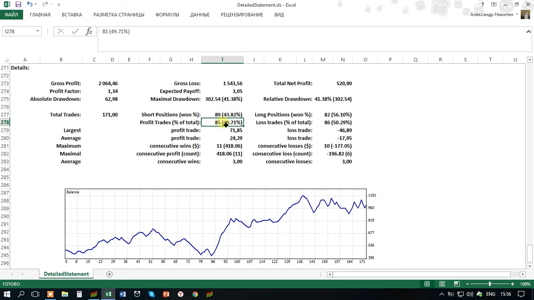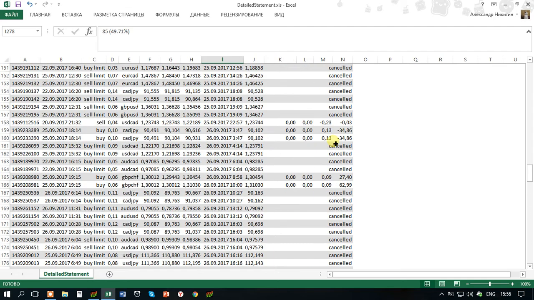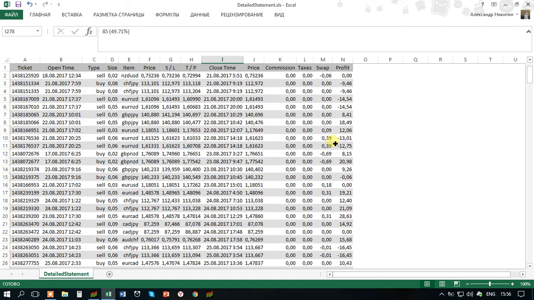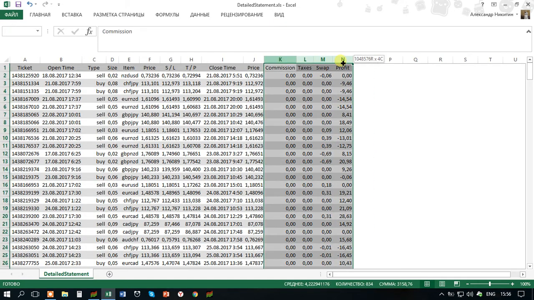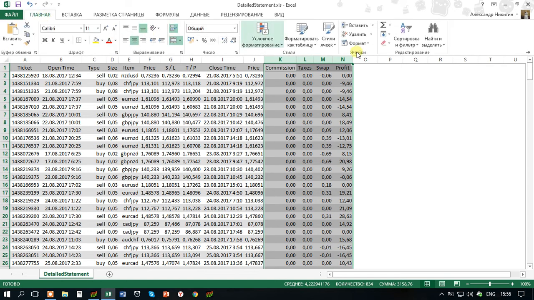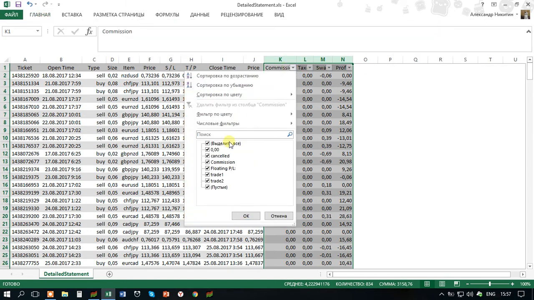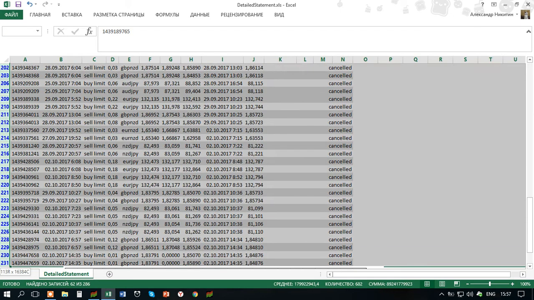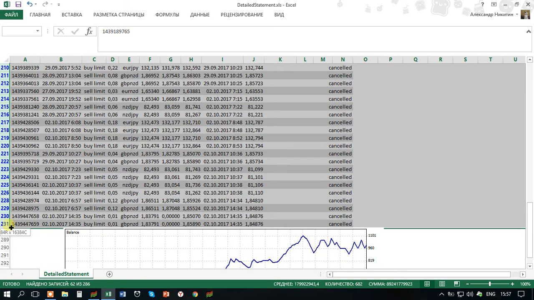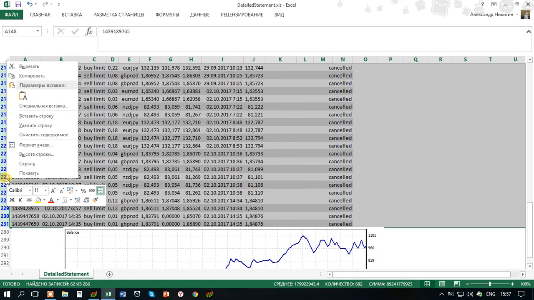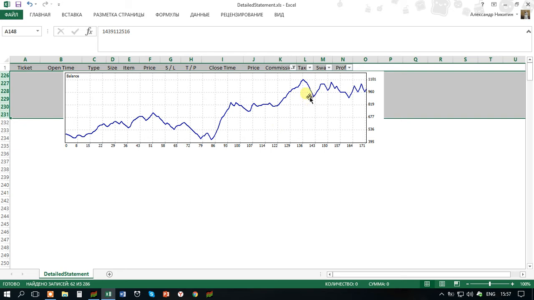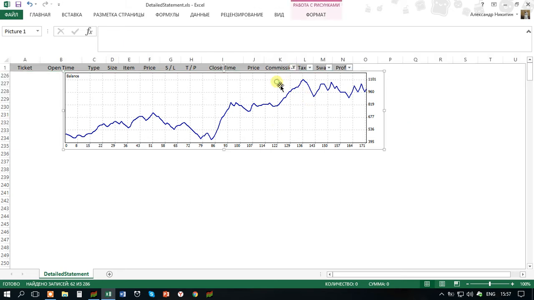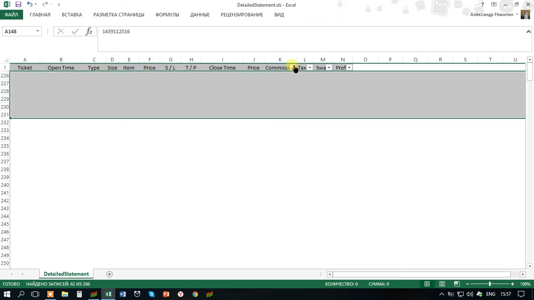how can you deal with these numbers? First of all, what we should do with this Metatrader detailed report: we should go to our home page, click the filter, and get rid of cancelled trades. Yes, click on cancelled, choose all those lines of cancelled trades, and right click and delete. Done. Let's delete this picture as well.